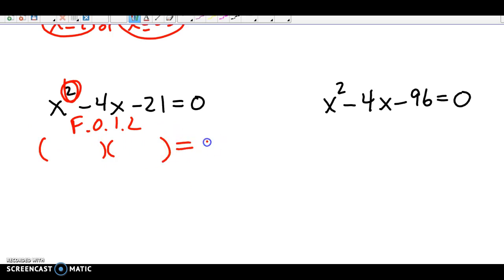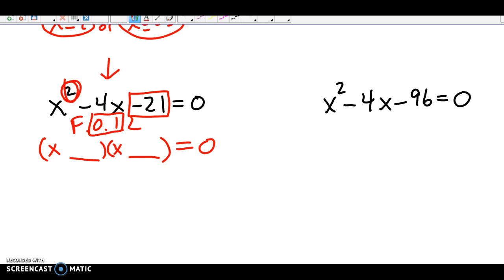In other words, what goes in these two parentheses? Well, the first product is I ended up with x squared. And the only way really to get that is if the first terms are x and x. The last terms, I multiply these last two pieces together, and I've got to get negative 21. But the trick here is the O and the I. Remember, the O and the I added together must be negative 4x.